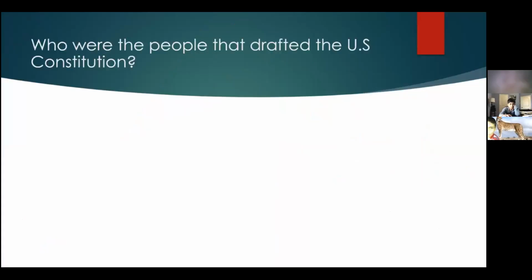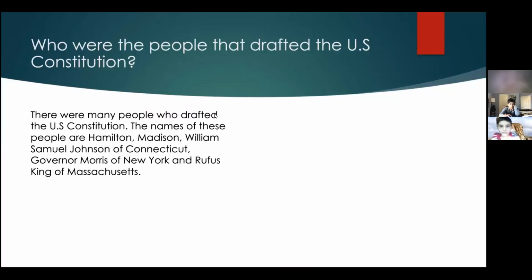Who were the people who drafted the U.S. Constitution? There were many people who drafted the U.S. Constitution. The names of these people are Hamilton, Madison, William Samuel Johnson of Connecticut, Governor Morris of New York, and Rufus King of Massachusetts.